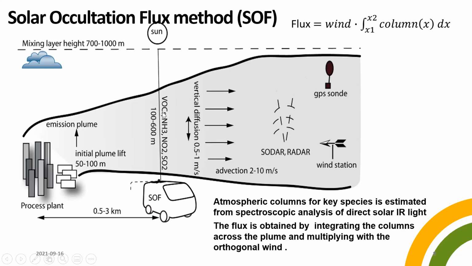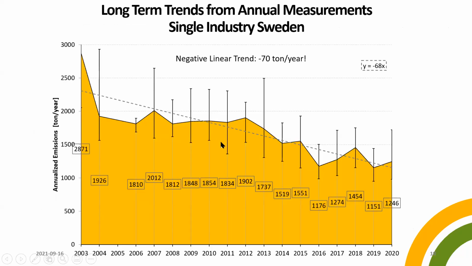So we need to know the wind speed. You can obtain it from wind stations, or GPS zones, or with different optical or electromagnetic techniques. We are using LiDAR, light detection and ranging, to measure the wind, as you saw in the previous picture. But again, some of the uncertainties in our measurements usually lie in the wind measurements rather than in the column measurement.